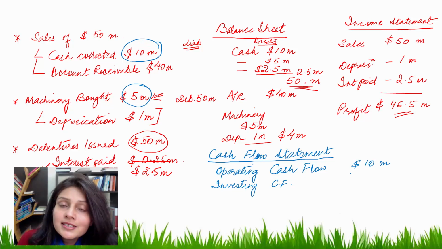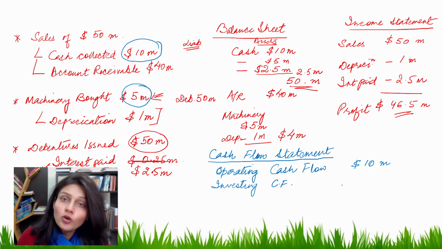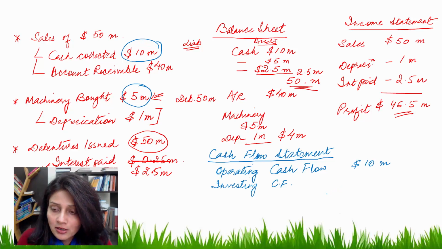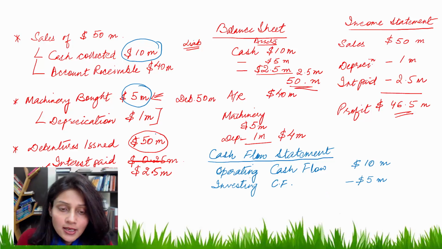So in the case of an investing cash flow, it is an outflow of cash. The way it was an inflow of cash for operating cash flow, we would say in the case of investing cash flow, it is an outflow of cash. An outflow of $5 million. And lastly, the issue of debentures. Through the issue of debentures, there has been an inflow of $50 million for the company.